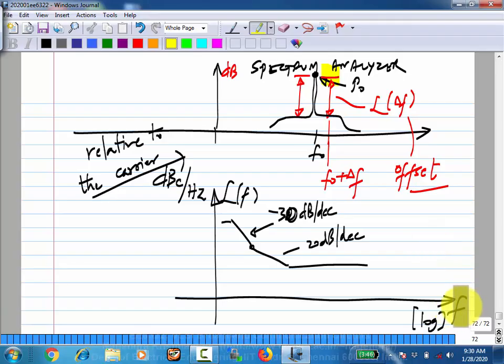So this F here is the frequency of the phase. Now when you look at a clock with this phase, this entire spectrum gets translated to F0. Essentially this F will become F0 plus F. So this is the offset frequency.